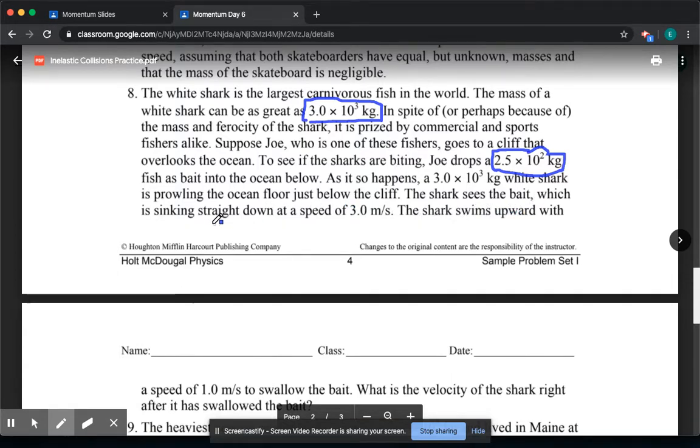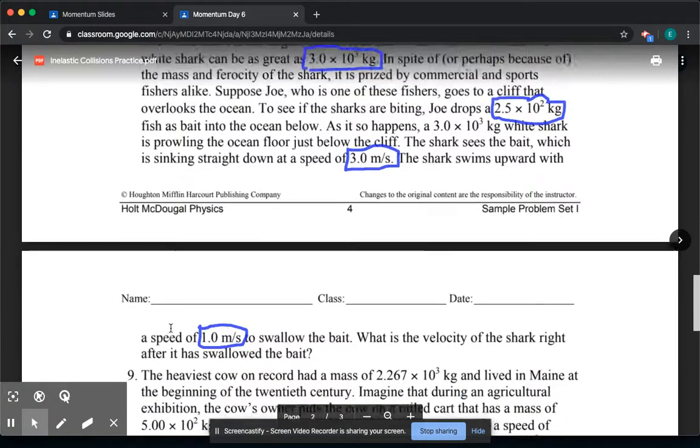The shark sees the bait, which is sinking straight down. So here we have the velocity of the bait. It's giving us the velocity of the bait here. That's important information. And it says the shark swims upward. So we have another piece of it. So we have 4 pieces of information here. So just focus on the information that's relevant. Don't get caught up in the story. All right.